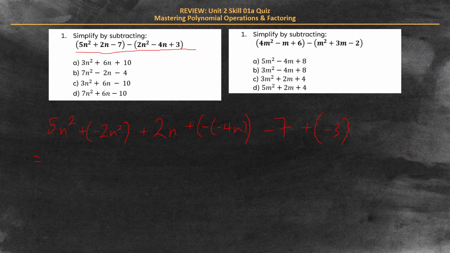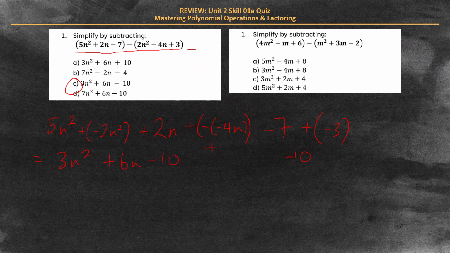5 minus 2 is 3n squared. 2 minus negative, which is plus, so 2 plus 4 is plus 6n. And we have negative 7 plus negative 3, which is negative 10, right? So we have negative 10. What's the answer choice? Is it A or C? It is minus 10, so the answer is C. All right, going on. Let's take a look at number 2.